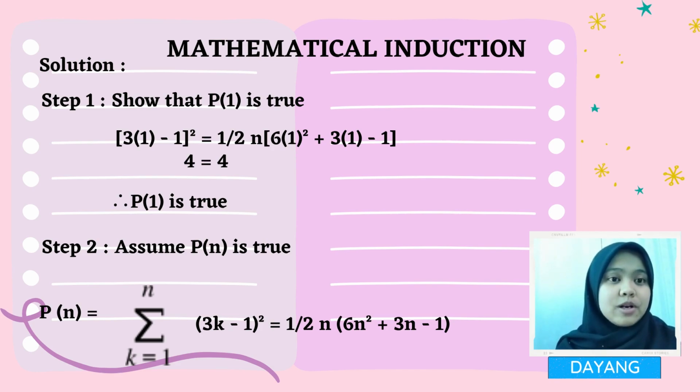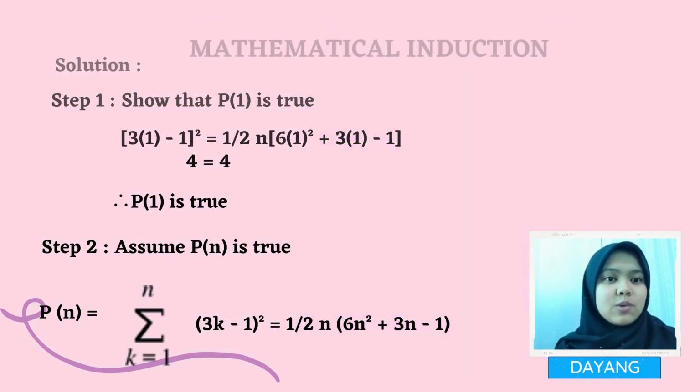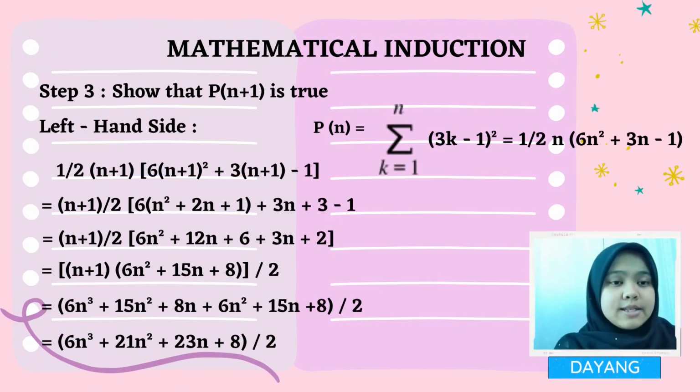And P1 is true. If P1 is true, we can move to the next step, which is we assume that Pn is true. Pn is the sum for k equal to 1 to n of (3k minus 1) squared, equal to 1 over 2 n times (6n squared plus 3n minus 1). So we take the right hand side of Pn, which is 1 over 2 n times (6n squared plus 3n minus 1). We substitute the n with n plus 1, so it will be 1 over 2 times (n plus 1) times (6 (n plus 1) squared plus 3 (n plus 1) minus 1).